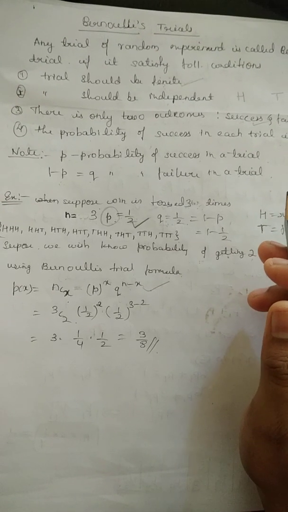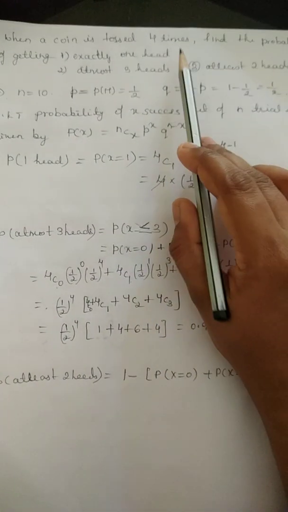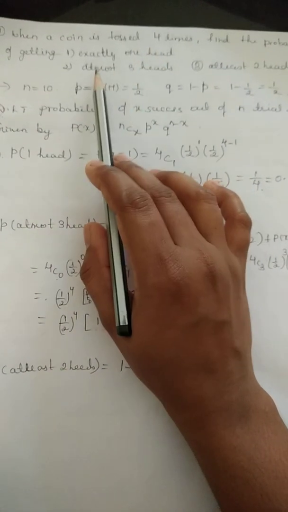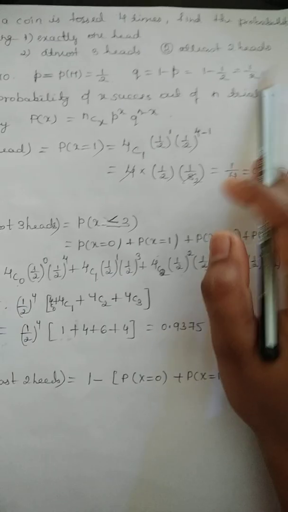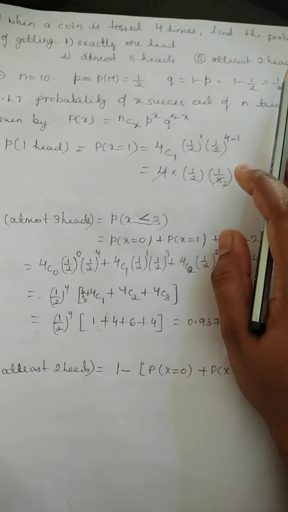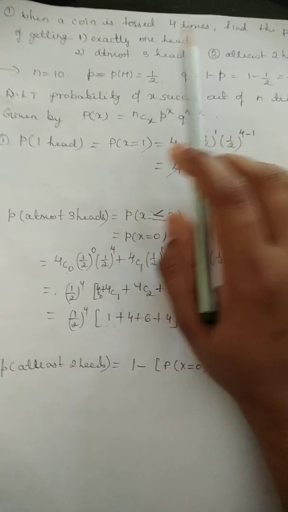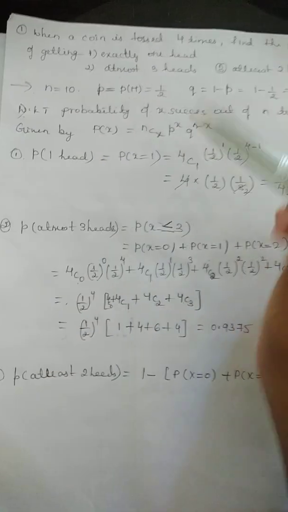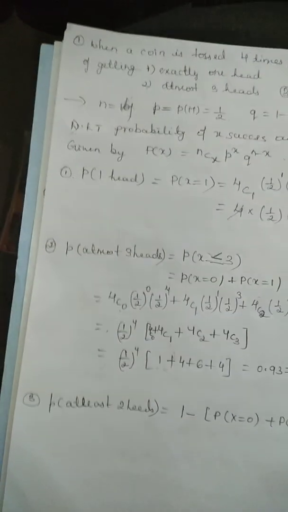Let us see one example on this. When a coin is tossed 4 times, find the probability of getting exactly 1 head, second, at most 3 heads, and third, at least 2 heads. First of all, is this a finite trial? Yes, it is finite. You are tossing a coin 4 times, so n is equal to 4.